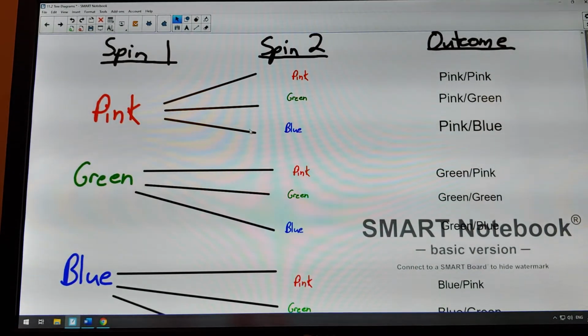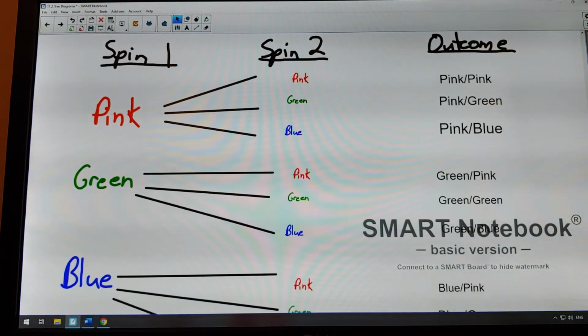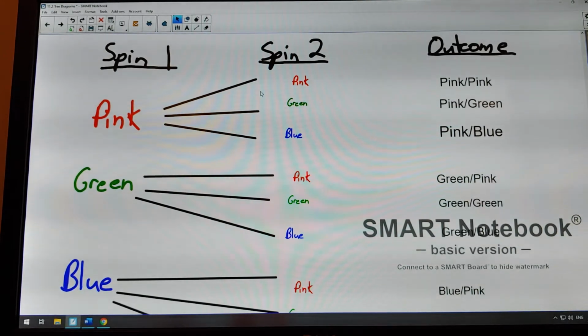Okay. So on your second spin, you hit it again, and what could happen? Well, same thing, pink, blue, or green. So let's look at how we set this up, and this is what makes it a tree. So on your first spin, let's pretend you got pink. Okay. You go and you hit it again. What could happen? Well, you could get pink, green, or blue.